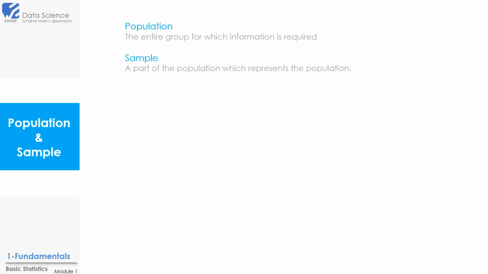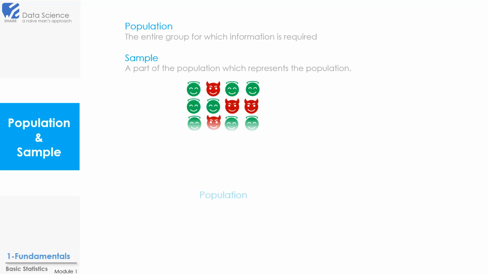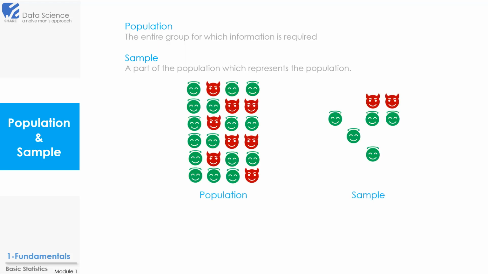Then we have population and sample. So in statistics, we carry out a study on a sample to arrive at a conclusion about the population, because data on the population in general is not available. If you look at the definition, the population is the entire group for which information is required, and the sample is a part of the population which represents the population. As you can see here, the population is the entire group and samples are part of the population.